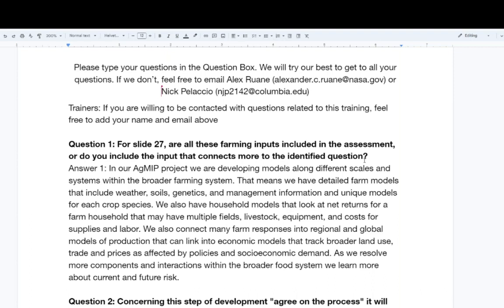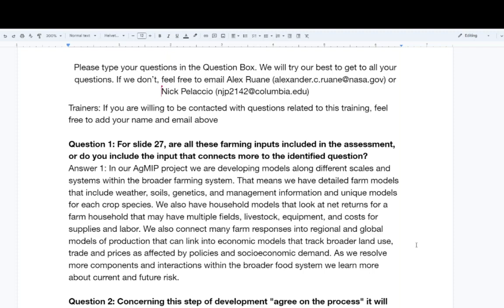And there we apply models by crop species. So we have wheat models and maize models and soybean models. We also have household models that look at the net returns for a farm household that might feature multiple fields, livestock, equipment, and costs for supplies and labor, but there is kind of an overall net economic returns focus. And then, of course, we take what happens on all of these farms and link them together into regional and global models of production so that we can assess things like land use and trade and prices.